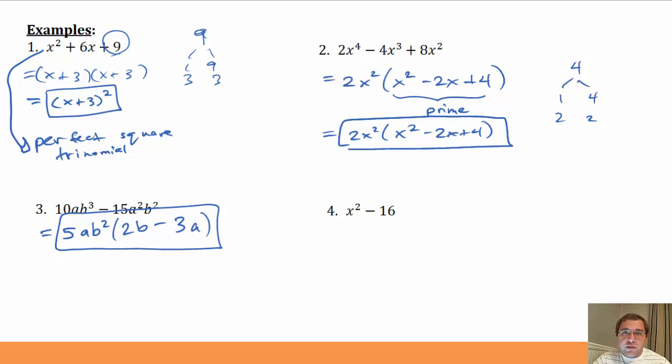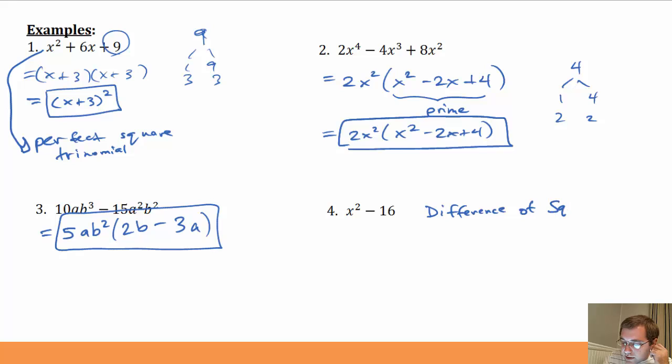Number 4, x squared minus 16. Greatest common factor is 1, so I can't do anything with that. So I have two terms. What do I look for when I have two terms? I look for either difference of squares or sum of cubes or difference of cubes. Well, since x is squared here, we should look for a difference of squares. And a difference of squares means two terms, each of which is the square of something that we know. And they are subtracted. That's what makes it a difference. So this is indeed a difference of squares.